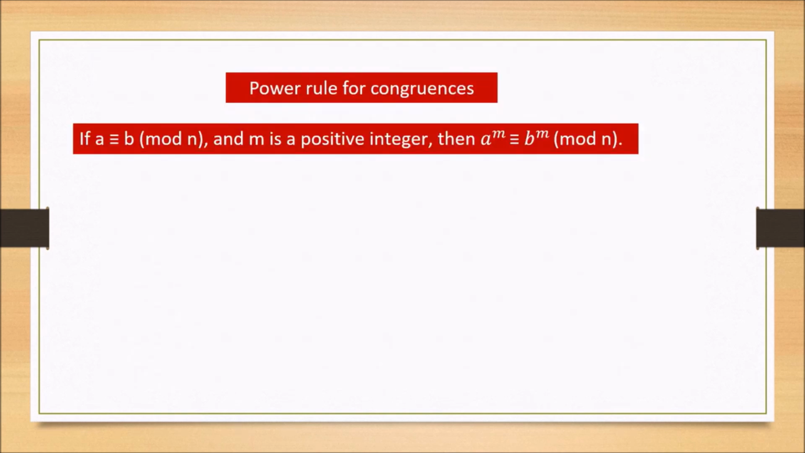This is the most useful property of congruences, the power rule for congruences. If a is congruent to b modulo n and m is a positive integer, then a raised to the power m is congruent to b raised to the power m modulo n. So we'll learn how we will use these properties in solving problems.